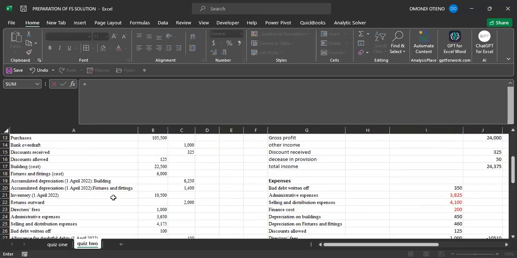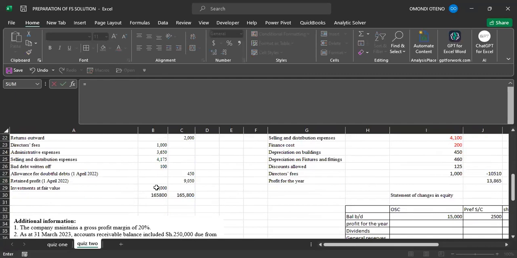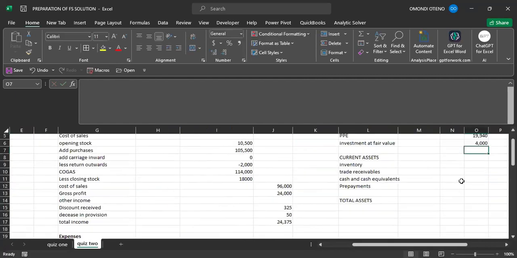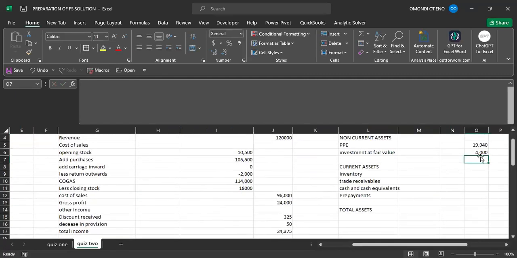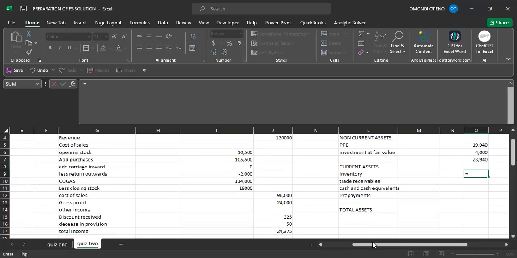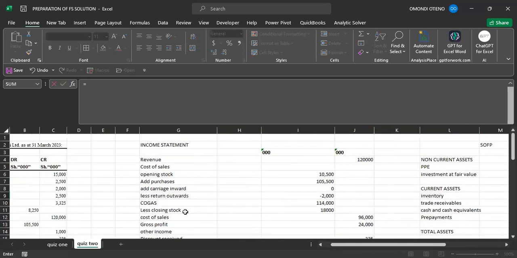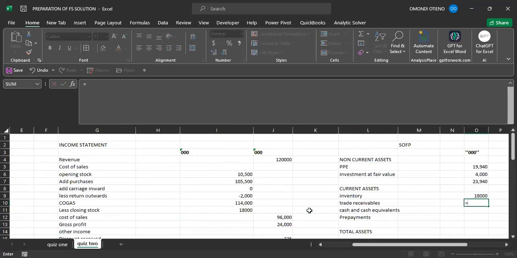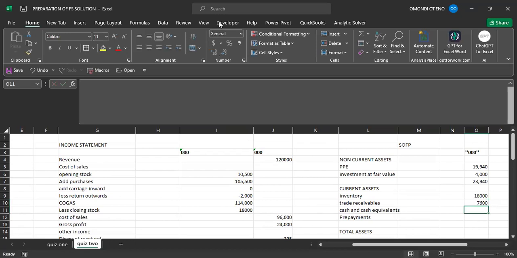Investment at fair value, there was no revaluation. So just come and look for it down here. Investment at fair value, it is 4,000. So total non-current assets, you add the two. Inventory, closing inventory, we already have it somewhere here. Closing stock, this is it. Trade receivables, we add net. We were given 8,250. We deduct 250, which was written off. We take out 400, which was provision. So the net amount was 7,600.